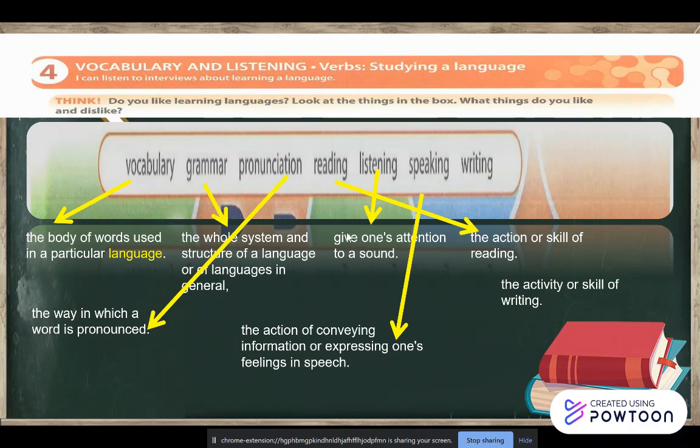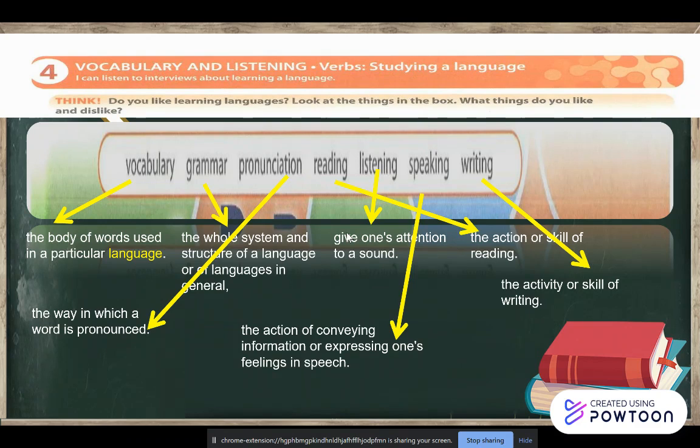Speaking is the action of conveying information or expressing one's feelings in speech. You have to be able to speak in the language, and you have to practice speaking it. Writing is the activity or skill of writing. When you are writing using the same language every day, you are improving, right?